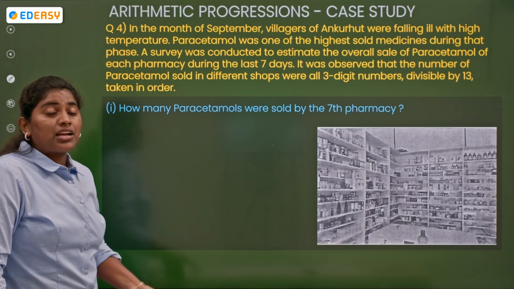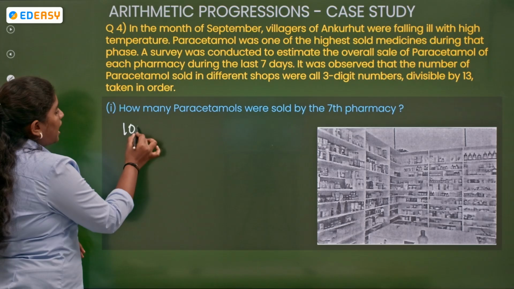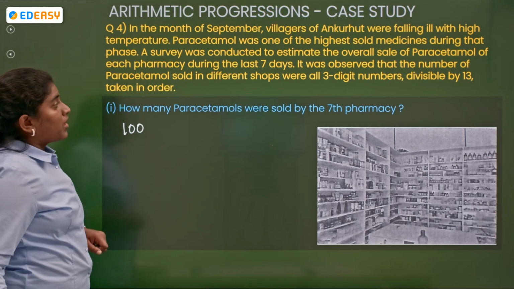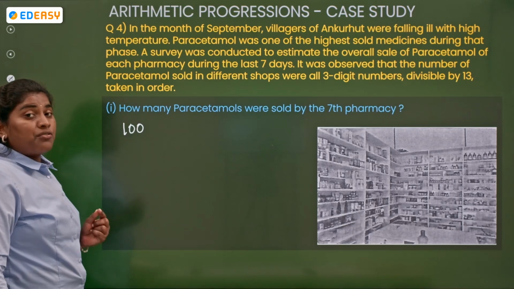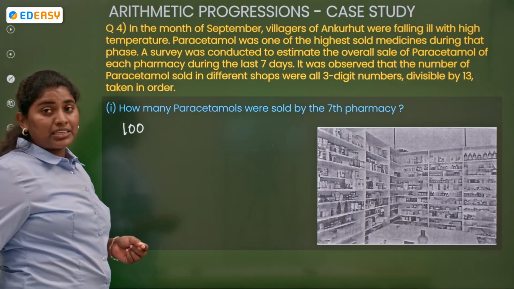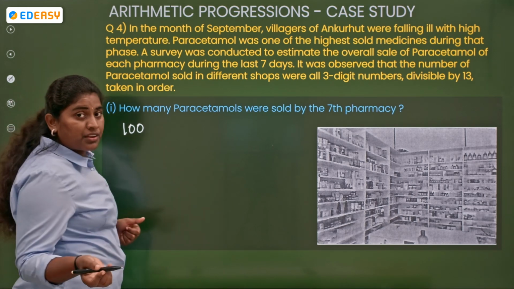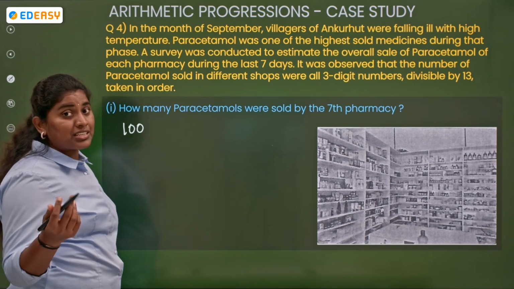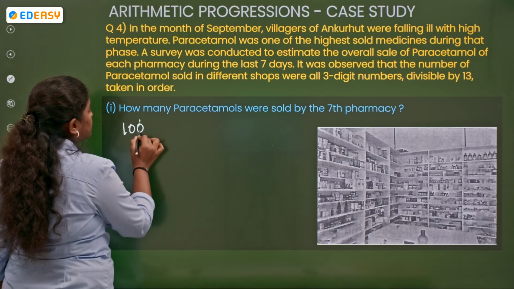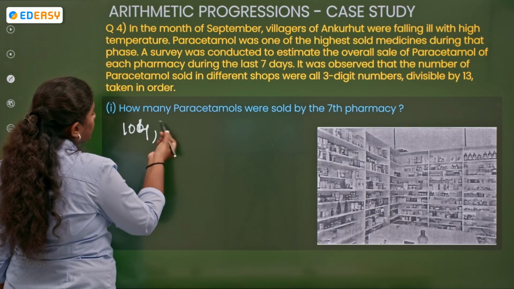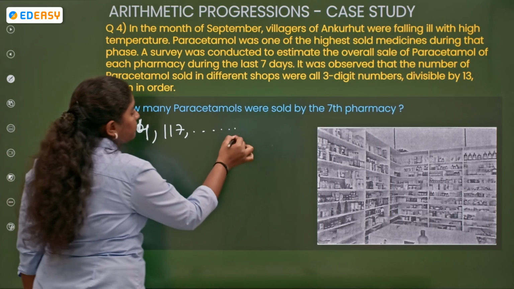What is the 3-digit? 3-digit number starts from where? So 3-digit number starts from 100, right? Now, divisible by 13. The first 3-digit number that is divisible by 13 is 104, right? So 104, which is nothing but 13 eights. Clear? So the first term is 104, next will become 117 and so on. Like that, let's check for our last one.